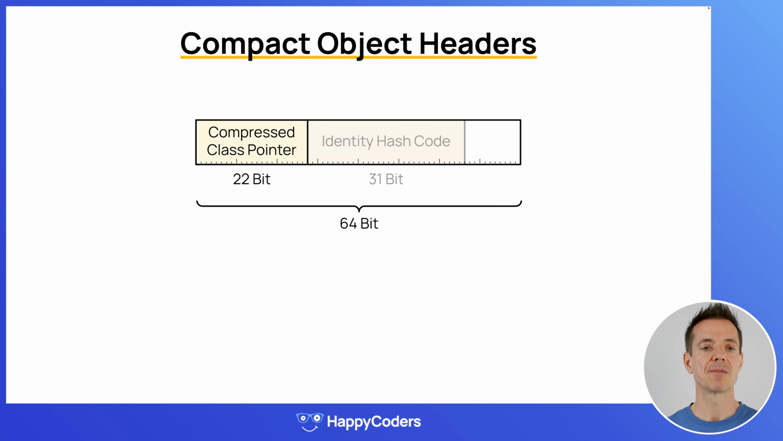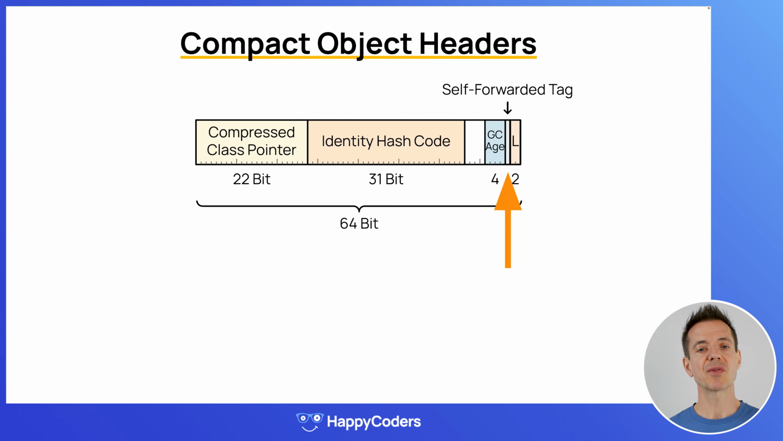Back to the new header. Next to the compressed class pointer, we have the unchanged 31-bit identity hash code. The 4 bits for the object age are also unchanged. Likewise, the 2 log bits. Earlier I said we needed to save 5 bits. Through shrinking the class pointer by 10 bits, we now actually have 5 bits left over. Here 4 and another one here. This single one is still needed for the so-called self-forwarded tag.